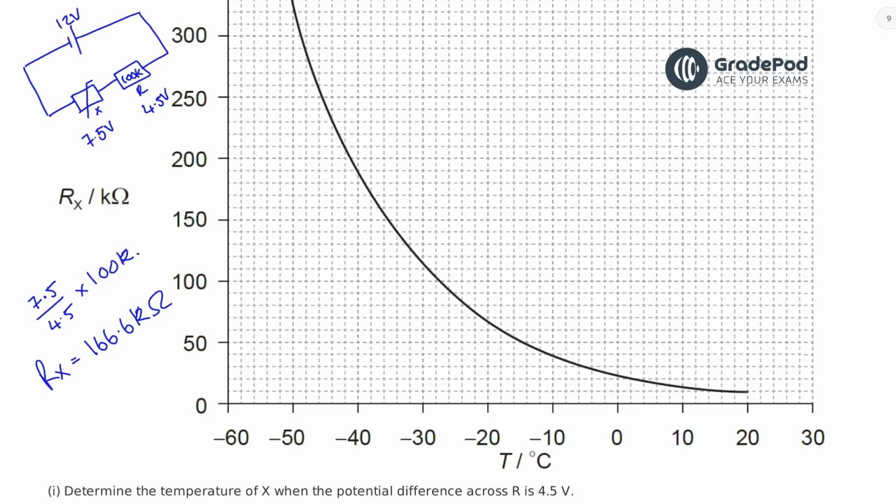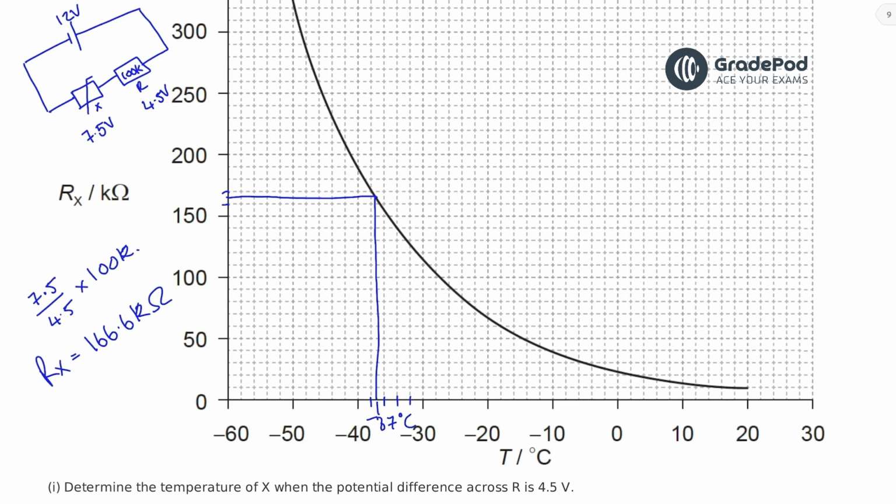So we go to 166.6, so that's 150, 160, 170. Head down. That's 32, 34, 36, 38. So we're going to go with 37. So determine the temperature of X when the potential difference across R is 4.5. The temperature of X is minus 37 degrees centigrade.